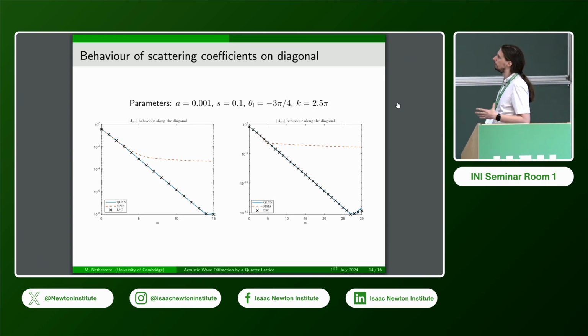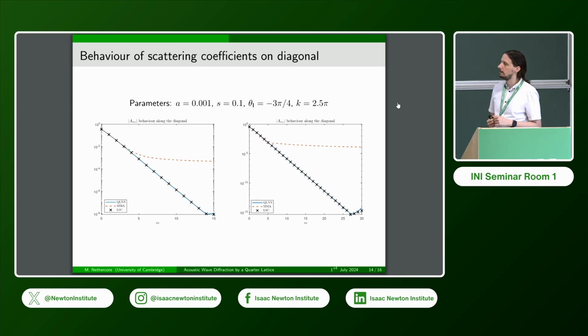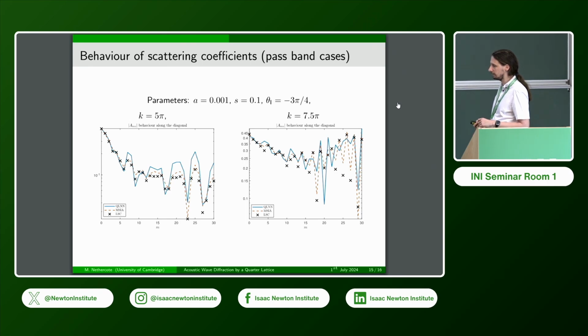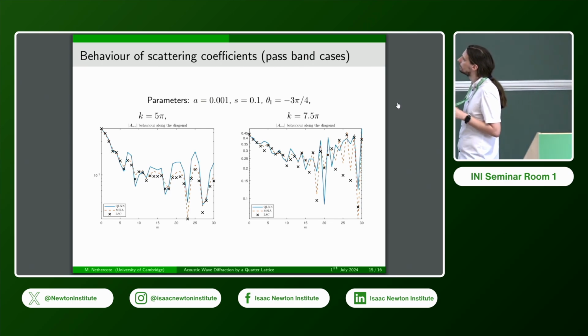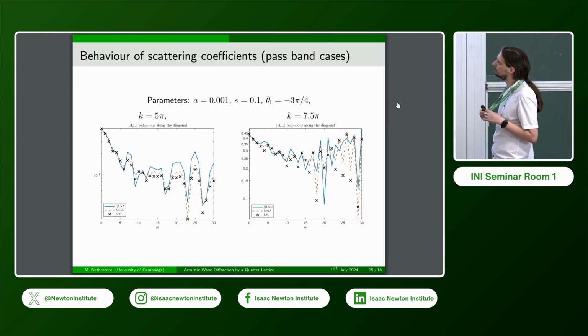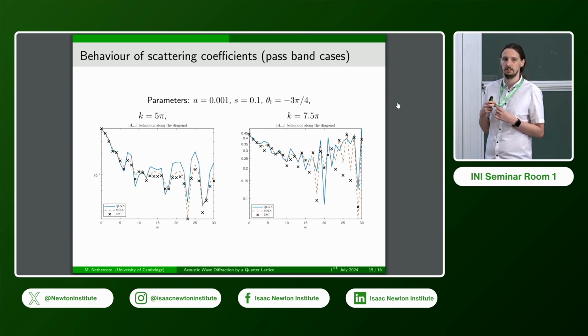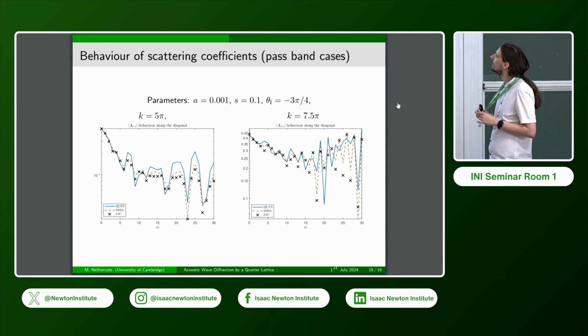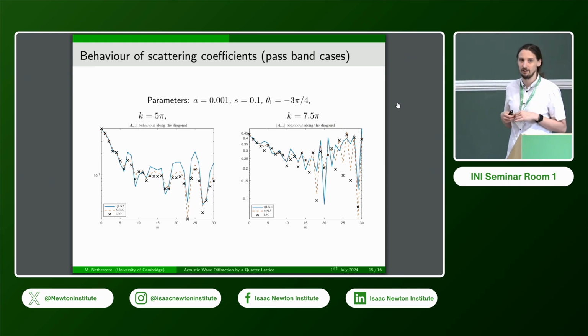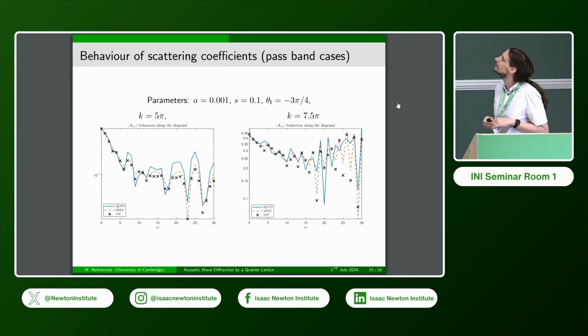So we're quite satisfied with what we've done for the stop band cases. We're also wanting to look into pass band cases to see if we can do a similar thing. So far, this has been quite difficult to interpret because I think this one is a lot more sensitive to the truncation. I don't really have much else to say on that other than it's a work in progress.